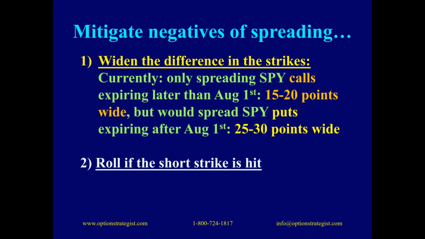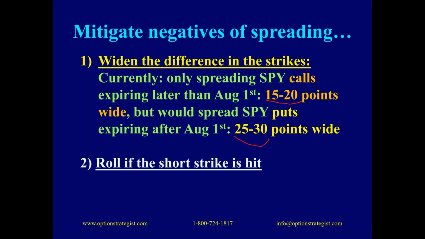The first is to widen the difference in the strike. So right now, SPY has dropped, VIX is dropping, the volatility of SPY calls has been dropping. But even so, if we're going out past August 1st, say in the middle, August 15th, for example, we're probably still going to spread the SPY calls, and I would spread them 15 to 20 points apart. If you're trading puts, though, because puts are even more expensive than calls, you would spread those 25 to 30 points apart. So that's the first thing you can do to help yourself out.